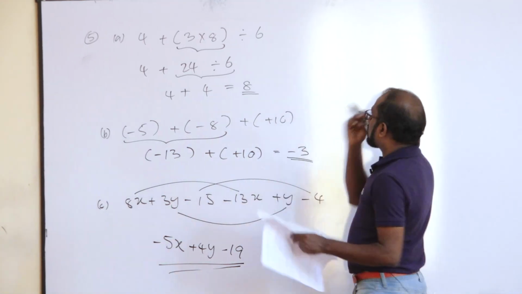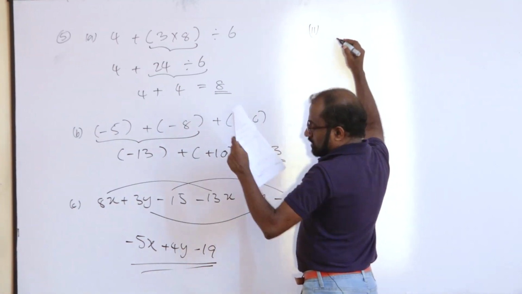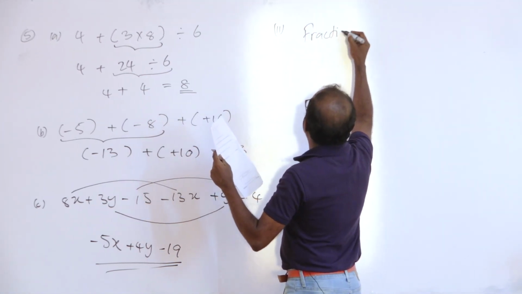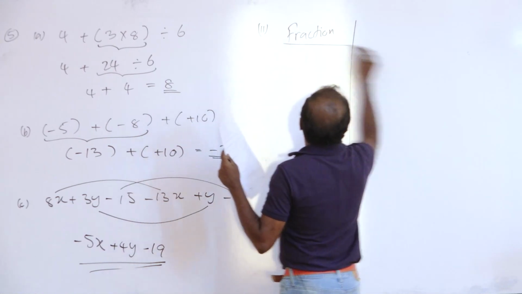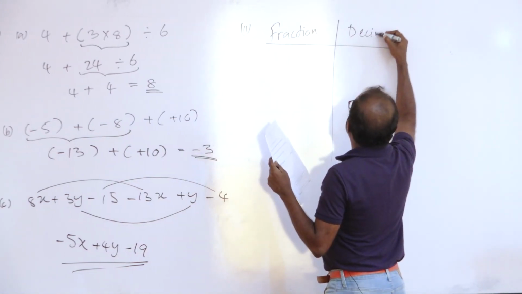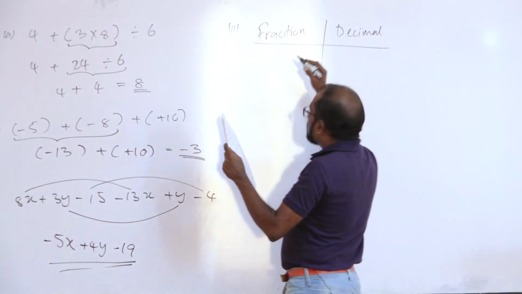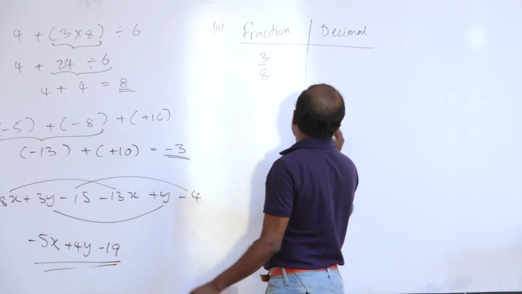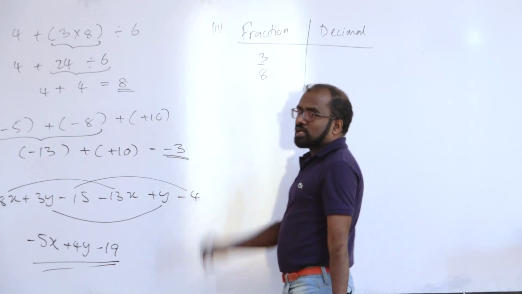Then the second part of that question: a small table is given, with fraction and decimal. 3/8 is given, find the decimal. 0.25 is given, find the fraction.